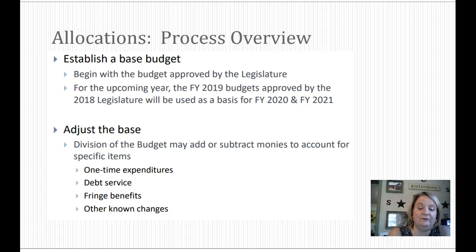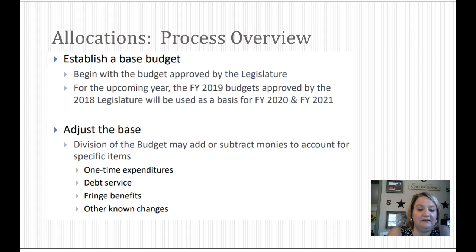But if we have any changes, which there are always slight changes that we like to make, we have to get those approved in the 2019 legislature, so we have to go through that process. But we use those budgets that were approved in the 2018 legislature as a basis for 2020 and 2021.